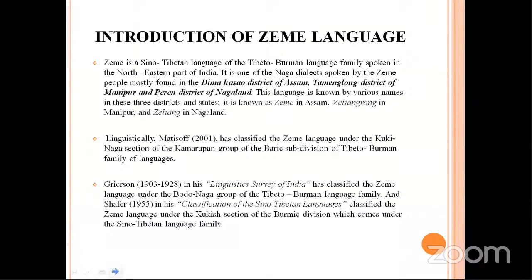Linguistically, Matisoft 2001 has classified the Jeme language under the Kuki Naga section of the Kamarupan group of the Barish subdivision of the Tibeto-Burman family of languages. Grierson, 1903 to 1928, in his Linguistic Survey of India, has classified the Jeme language under the Boro-Naga group of the Tibeto-Burman language family. And Schaefer, 1955, in his classification of the Sino-Tibetan languages, classified the Jeme language under the Kukish section of the Burmic division, which comes under the Sino-Tibetan language family.